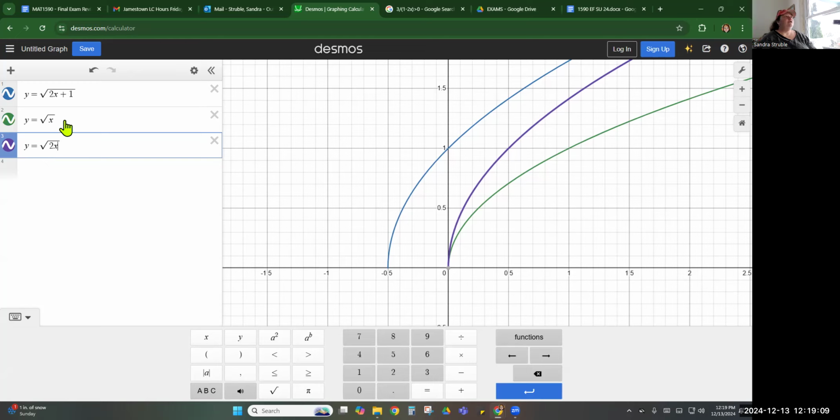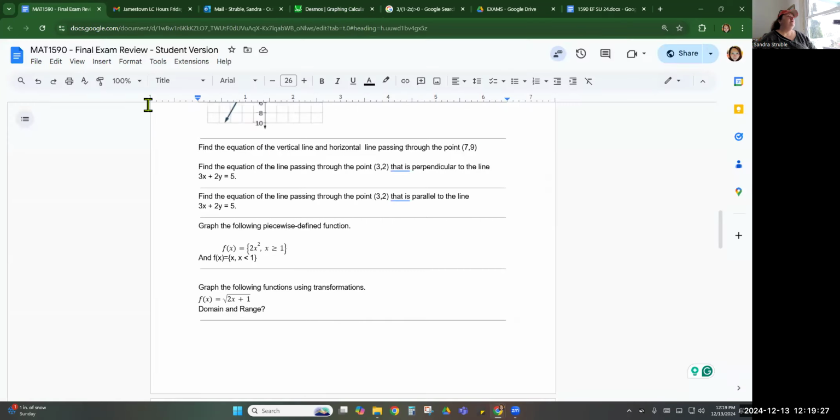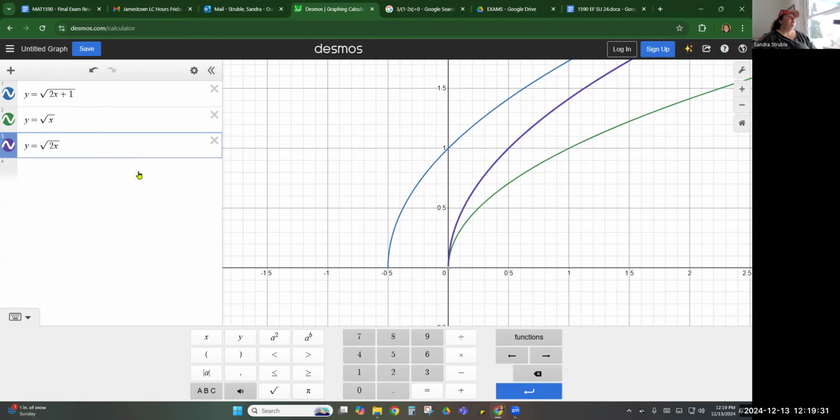When you're showing it, you can show y equals square root of x, y equals square root of 2x, and then you've got the horizontal shift of y equals the square root of 2x plus 1. You can do it like that to show me that you understand the transformations that are happening. Okay. All right. Next. Oh, domain and range. Let's go back to that one.